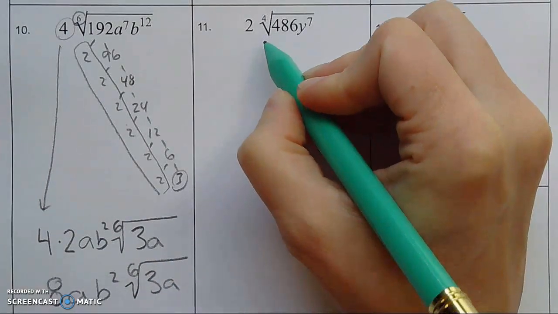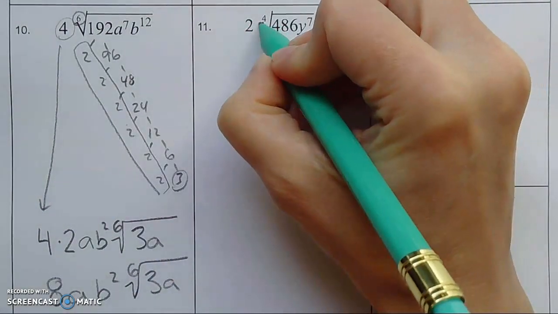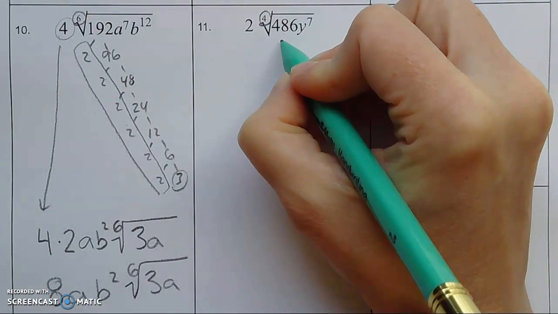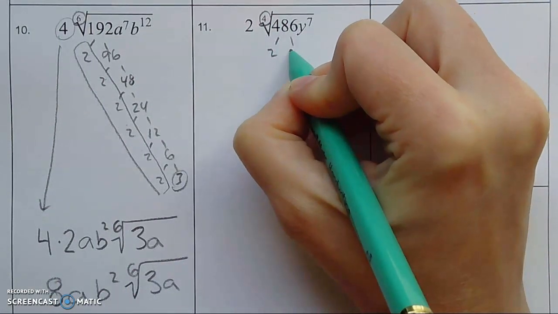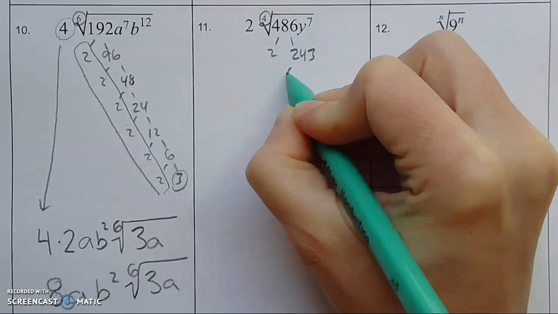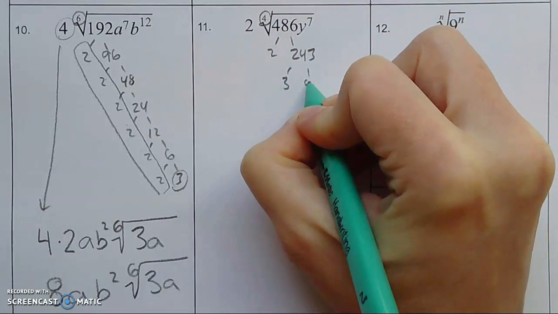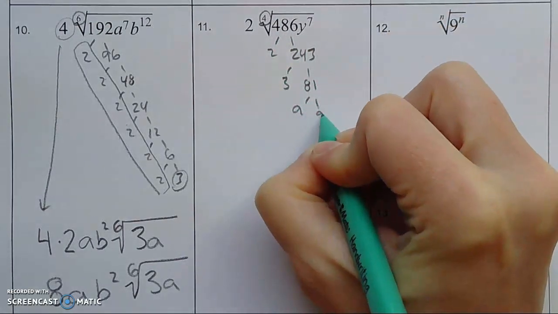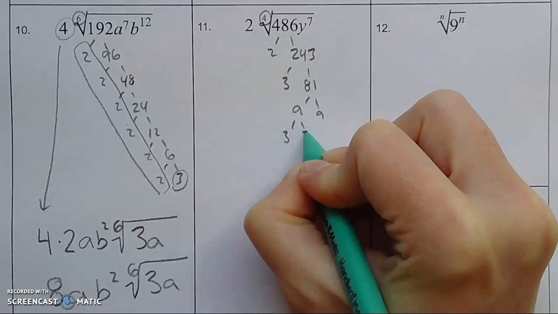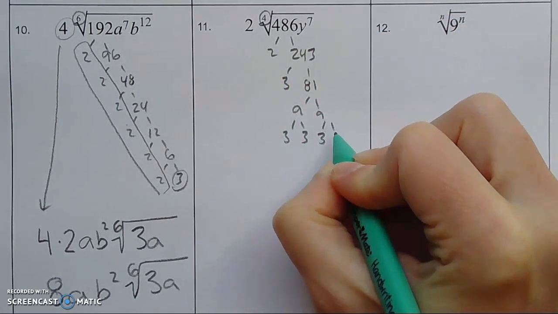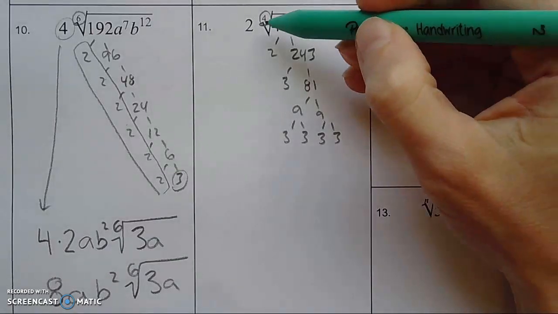All right, over here, again, I got a 2 on the outside, so be mindful of him, but I'm looking for groups of size 4. 486, that's 2 times 243. I'm looking at my answer here because this one I don't know in my head. 243 is 3 times 81. 81 is 9 times 9. 9 is 3 times 3. And 3 times 3. Looking for groups of size 4.